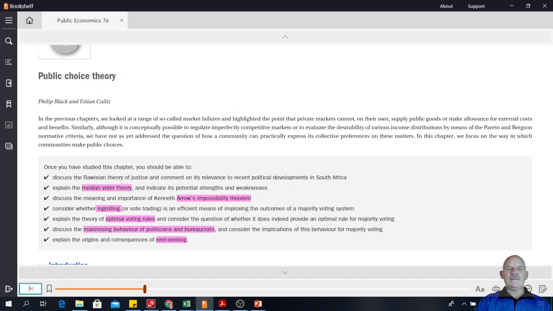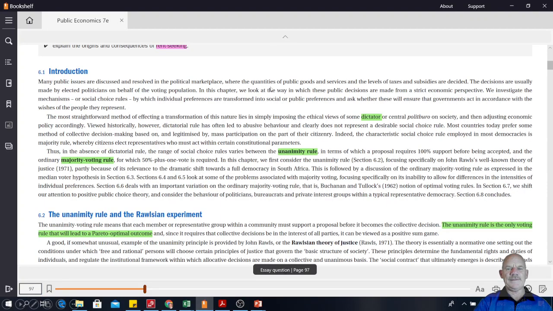I think the theory of optimal voting rules is quite neat and important. Then obviously the maximizing behavior of politicians and bureaucrats and government failure. I'm not going to cover that in this video, but it's really very important, paragraph 6.7.